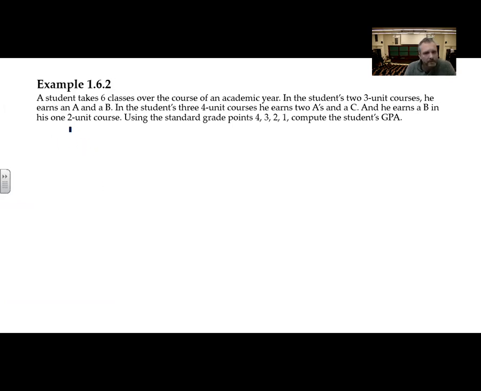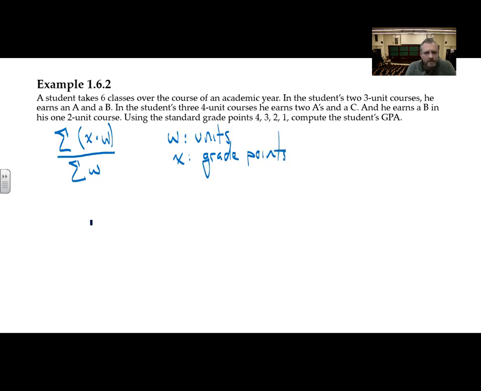So remember that we have a sum of data values times weights divided by the sum of the weights. Well, what are our weights going to be here? The weights are going to be the units. And the x's are going to be the grade points. Okay? So let's see what this GPA looks like. So we have a GPA equals.